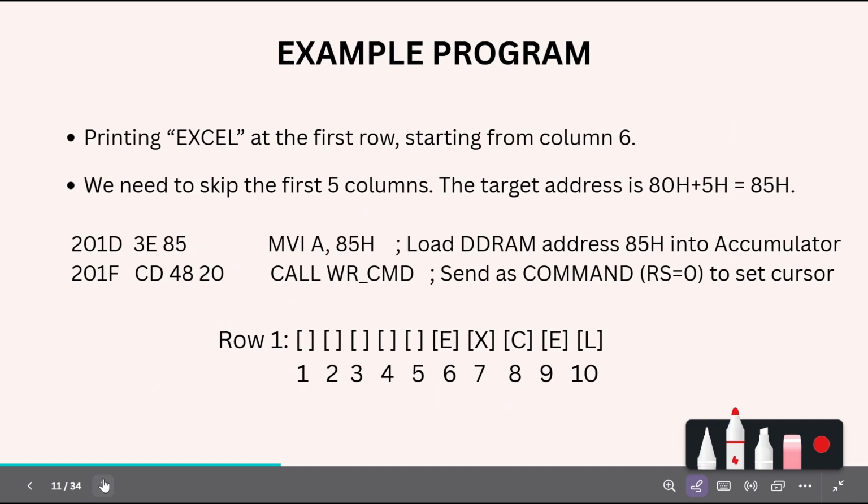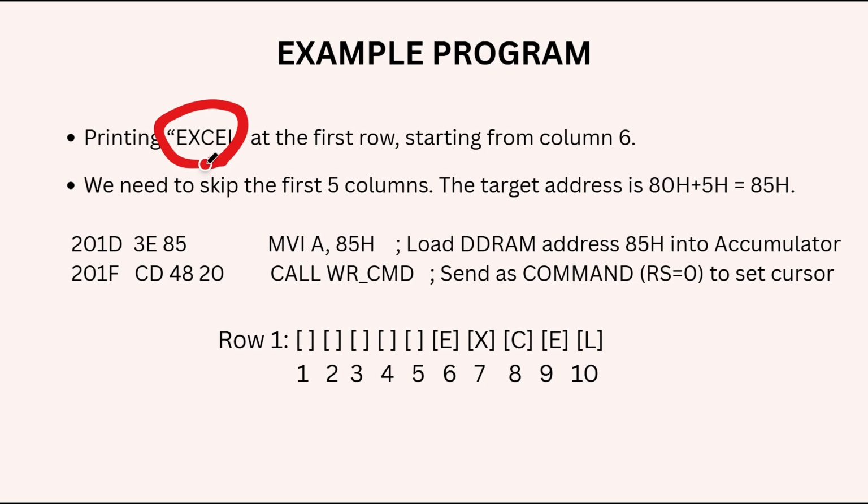So now let's see an example program in which we can print some text, let's say Excel, at the first row, starting from a specific cursor position. The line 1 starts at the DDRAM address 80H, as we saw in the previous slide. And we need to skip the first 5 columns because we have set the cursor position to column 6. That's just arbitrary. We could have set it to anything. We have selected 6 because it's roughly in the middle. So the target address is 85H.